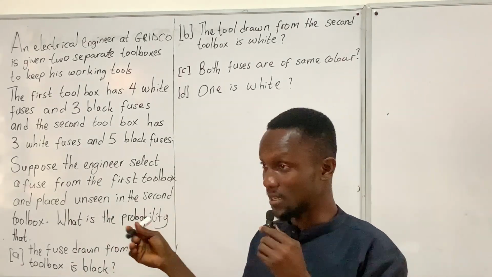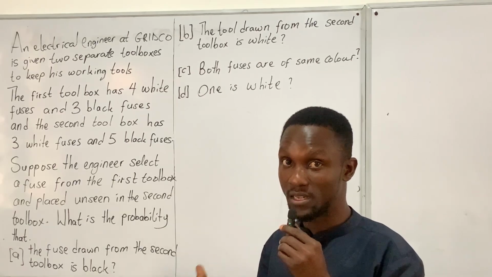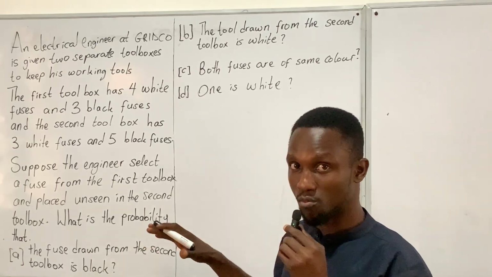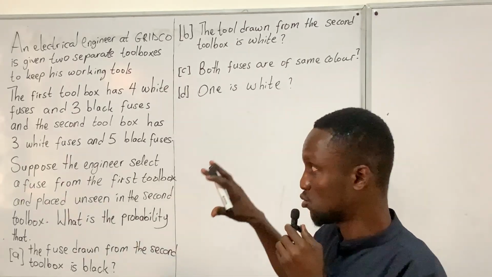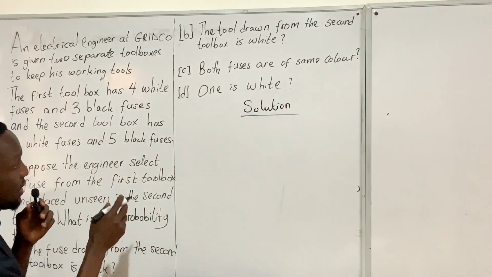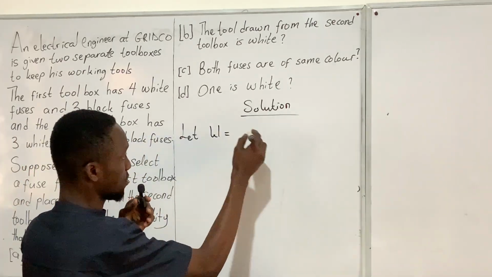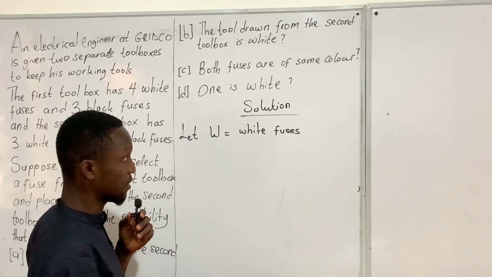Now, this is a little complex, so I'll take my time to break it down for you to understand. I believe that by the end of the day, I will be able to help you to understand this. So the first thing we need to do is to write down our data. We will let W equal white fuses. Let B represent the black fuses.